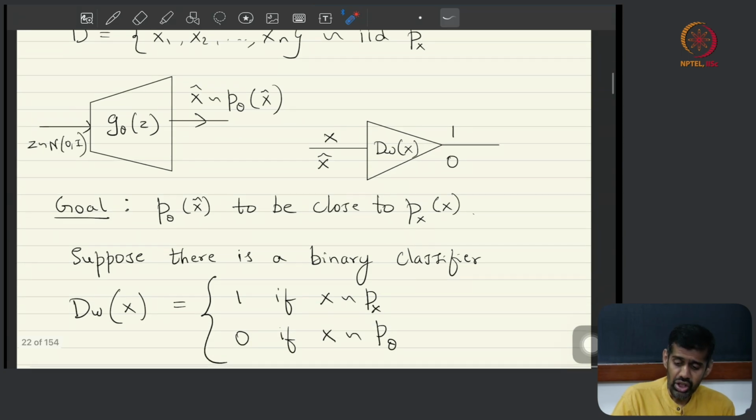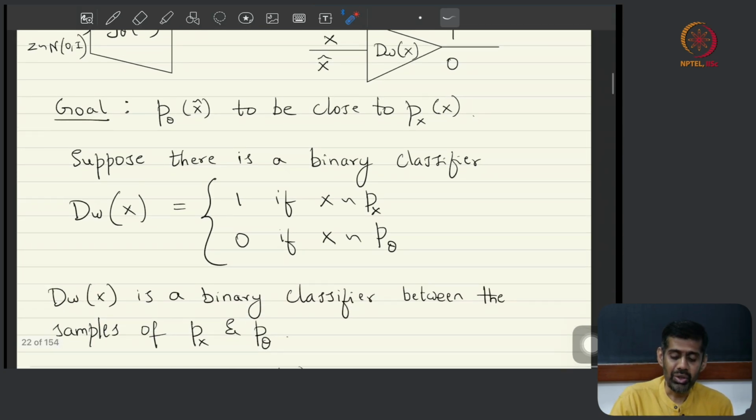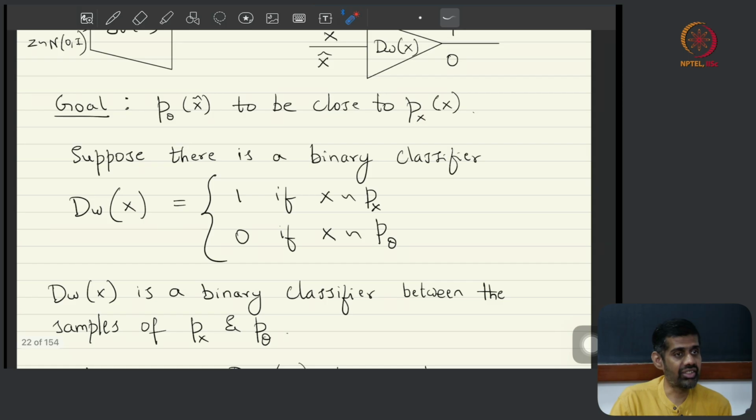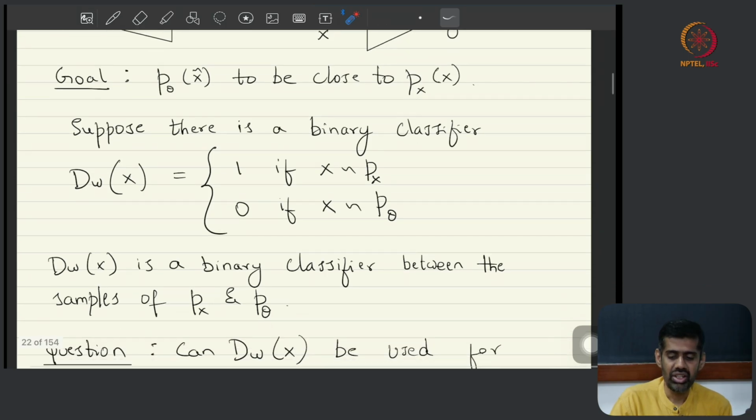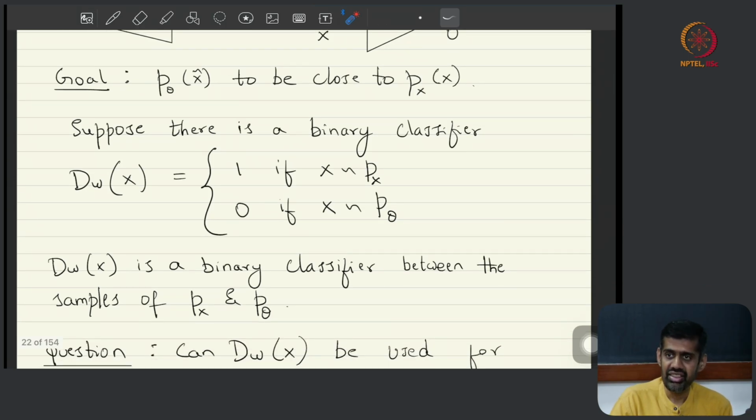function that I pass the random variable through. Now let us say that my goal is to ensure that the output of this function approximator p theta goes as close as possible to px. I will not talk about any divergence metrics for now. Now let us say that there is a binary classifier that I have access to, and this binary classifier is classifying between the samples that are coming from distribution px and the samples that are coming from distribution p theta.